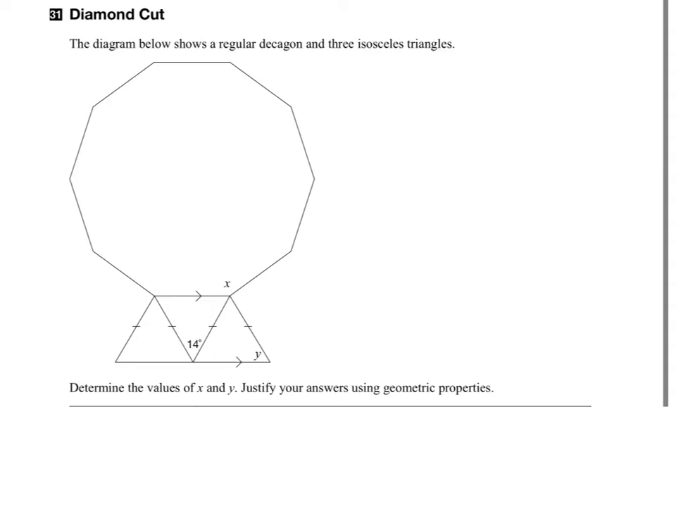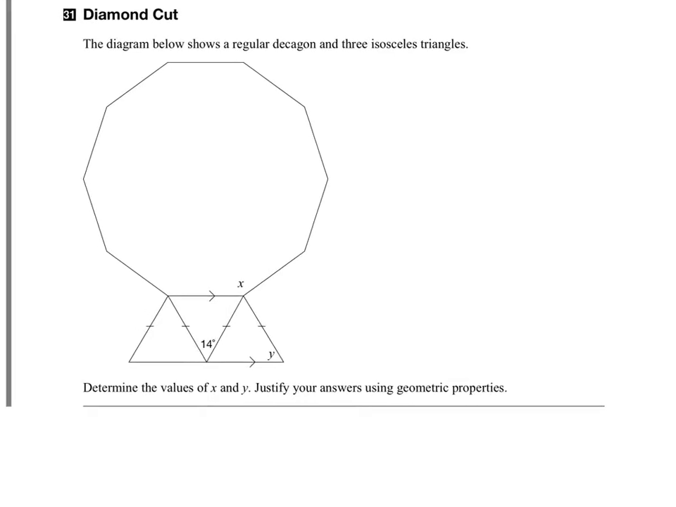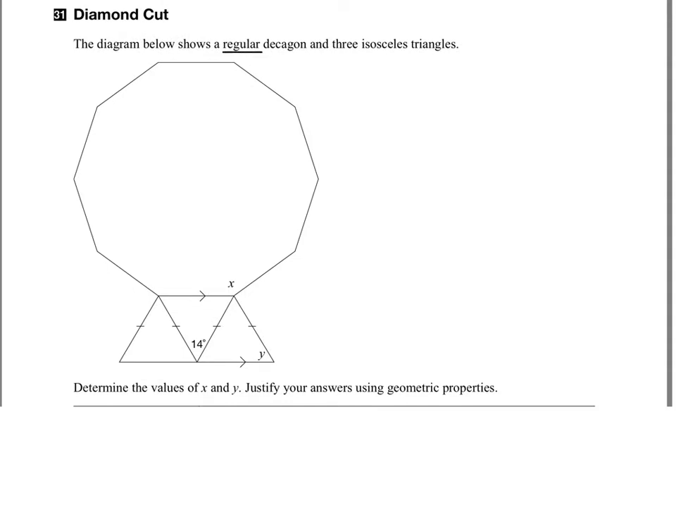Okay, so in this question, it says, the diagram below shows a regular decagon and 3 isosceles triangles. What is a regular decagon? Decagon means there's 10 sides, and if you're not sure what that means, just count the sides. 1, 2, 3, 4, 5, 6, 7, 8, 9, 10.